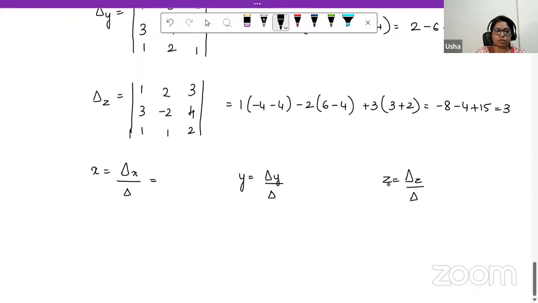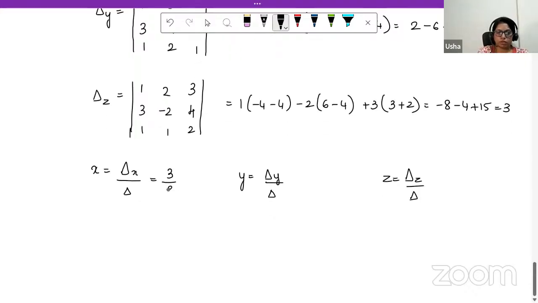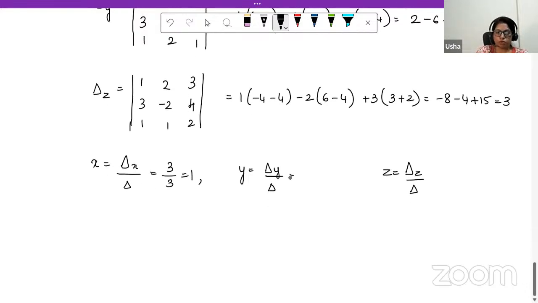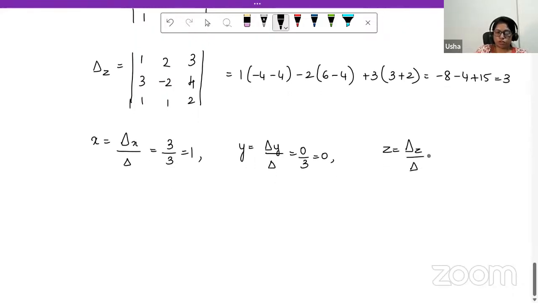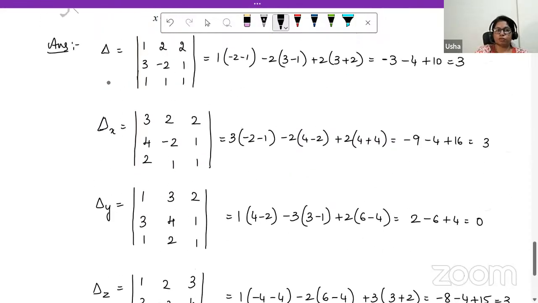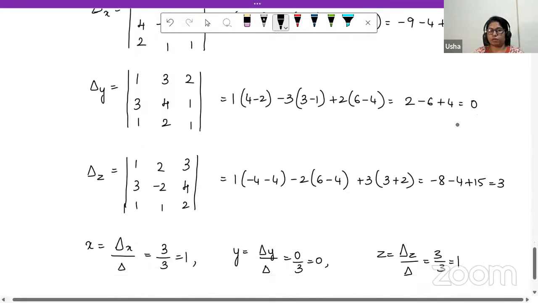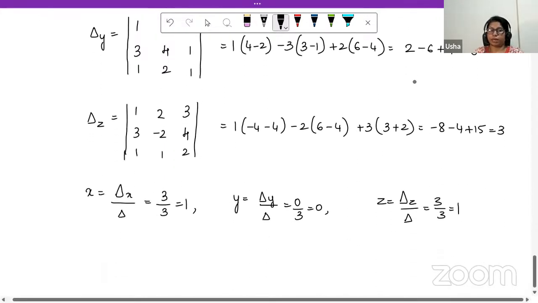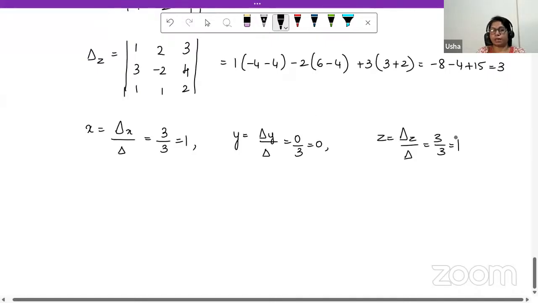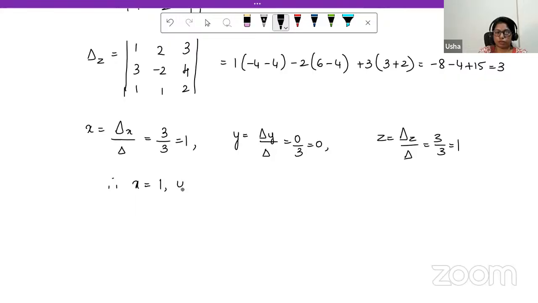Delta x is 3. 3 by 3 is 1. Delta y is 0. So 0 by 3 is 0. Delta z is also 3. So 3 by 3 is 1. Delta is 3. Okay. First step, we have found delta, that is 3. Delta x by delta gives you the x value. Delta y by delta gives you the y value. Delta z by delta gives you the z value. So finally, write the solution. x equals 1, y equals 0, and z equals 1.